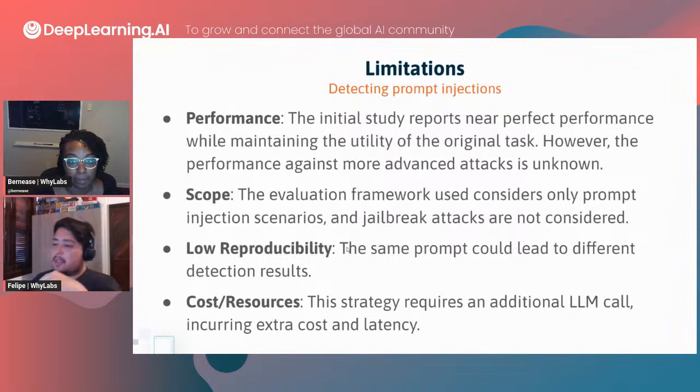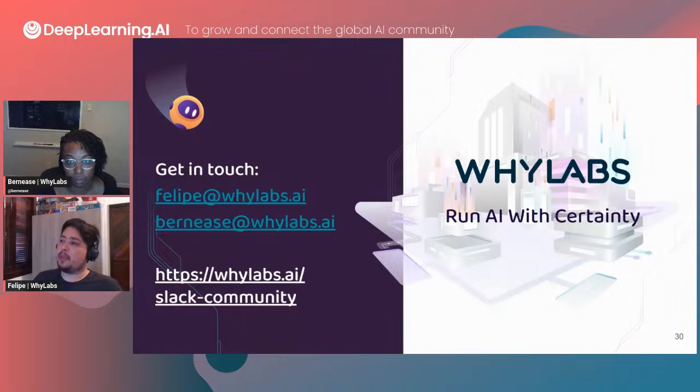Last item is about cost and resources. It's also good to remember that since this strategy requires an additional LLM call, this will incur extra cost and extra latency to your LLM application. So this is what I wanted to show you about the detection strategies we have in LangKit, so you can use them in your application. I think that wraps up the content for this workshop.